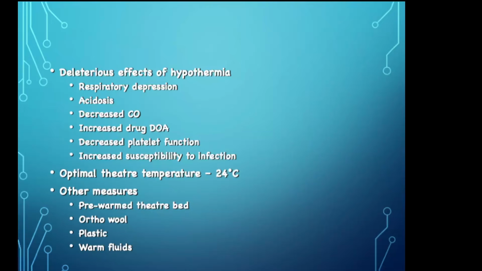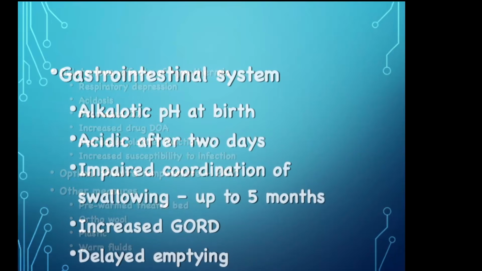And so therefore, for any infant, the optimal theater temperature is 24 degrees, and for children up until the age of 8, the optimum temperature is 22 degrees. We must pre-warm the bed. We must use a hot dog, ortho wool, plastic wrapping, and warm fluids.